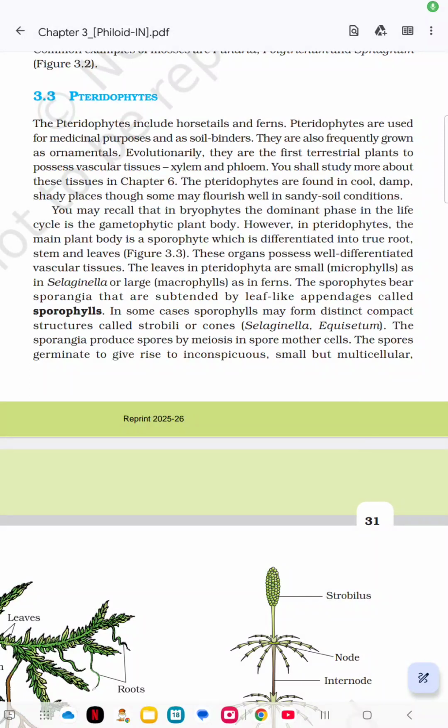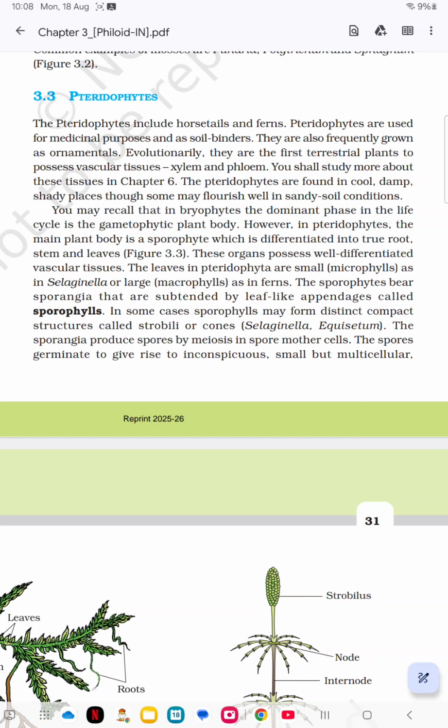Today we are going to discuss pteridophytes in this video. In the previous video we discussed the bryophytes and their classification, the liverworts and the mosses. So in this video I will discuss the pteridophytes. Pteridophytes are the first land plants, which means they are the true land plants.